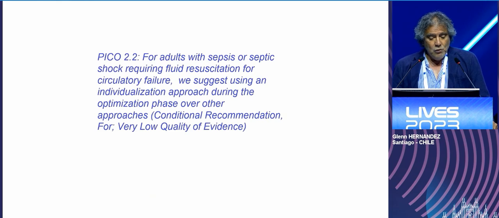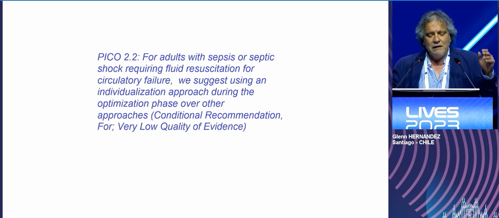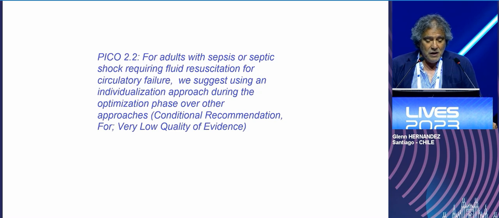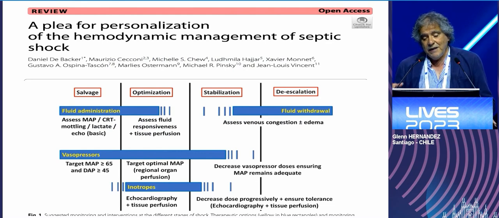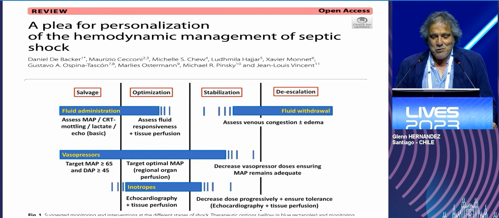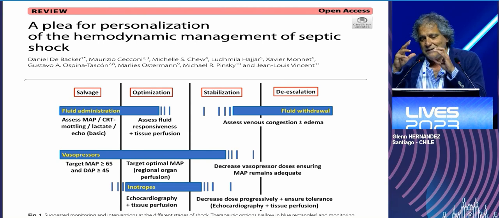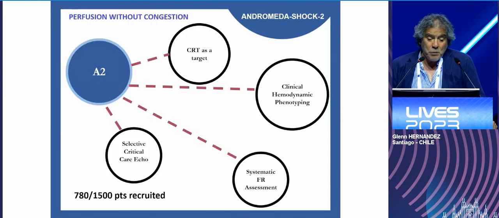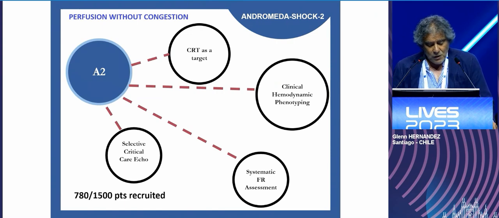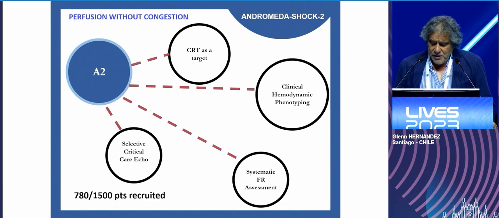So finally, the conclusion was that for adults with sepsis or septic shock, we suggest, with very low quality of evidence and a conditional recommendation, an individualization approach over optimization, but with a big need for designing studies, with all the complexities that I showed, to address this problem in the future, because personalization is our responsibility as researchers. We have to have the mind and the consensus to try to figure out studies that go in this way. There is a small hope, probably, in the Andromeda shock study, with almost 800 of 1,500 patients recruited, that includes some of these aspects to try to individualize the study better.